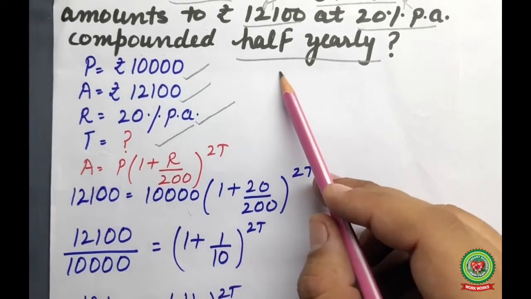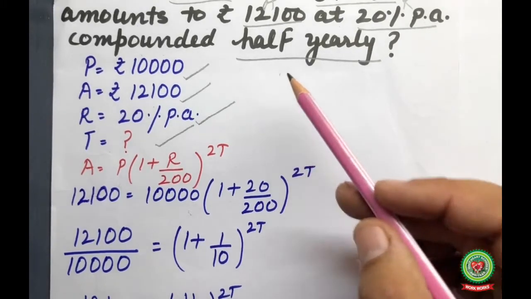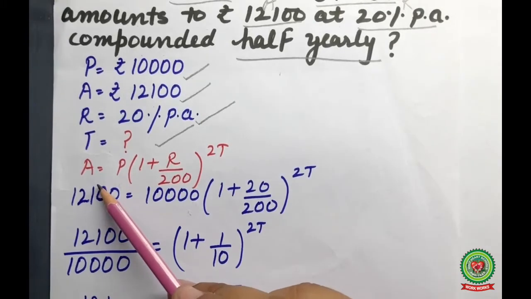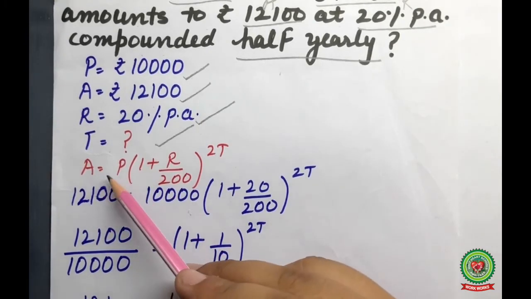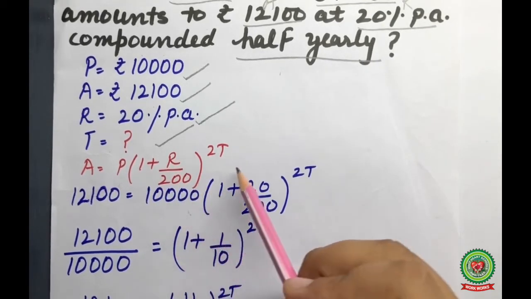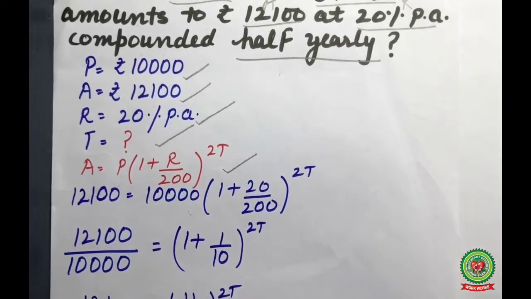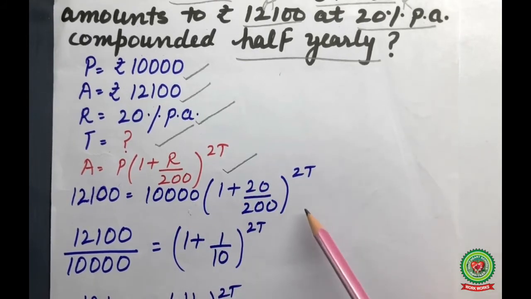Now, as it was given, the interest is compounded half yearly. So we have applied the formula of amount in case the interest is compounded half yearly. That is A is equal to P bracket 1 plus R upon 200 raised to power 2t. Now, students, we are going to substitute the values. So on substituting, we get 12,100 is equal to 10,000 bracket 1 plus 20 upon 200 raised to power 2t.